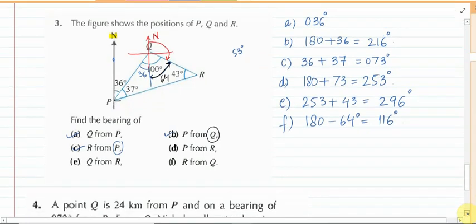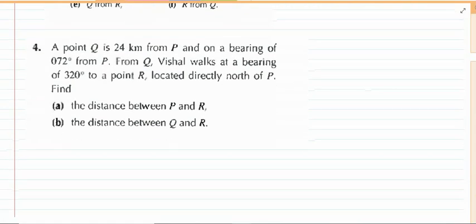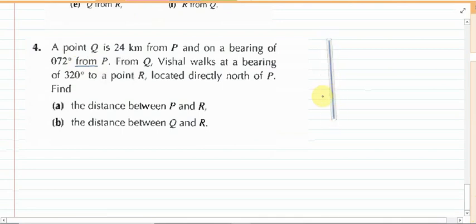Next question from your book, it's question number 4. A point Q is 24 km from P and on a bearing of 72 degree from P. 72 degree from P, that means we are talking about the north of P. So you need to sketch your figure first. I am going to plot the north of P. Right, so this point is P, and that is the north of P.